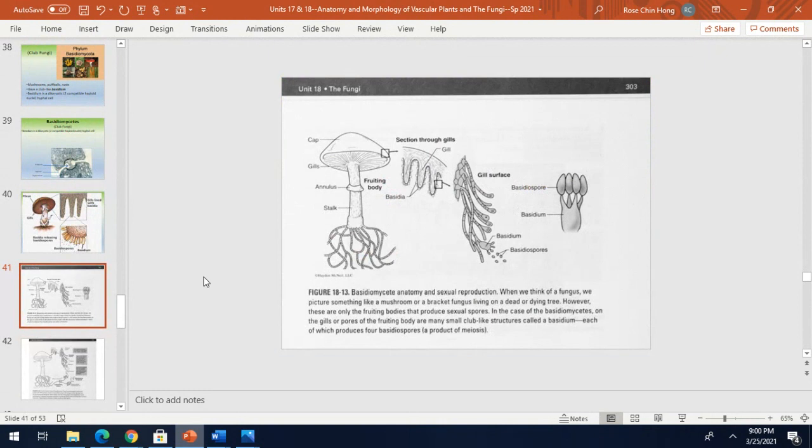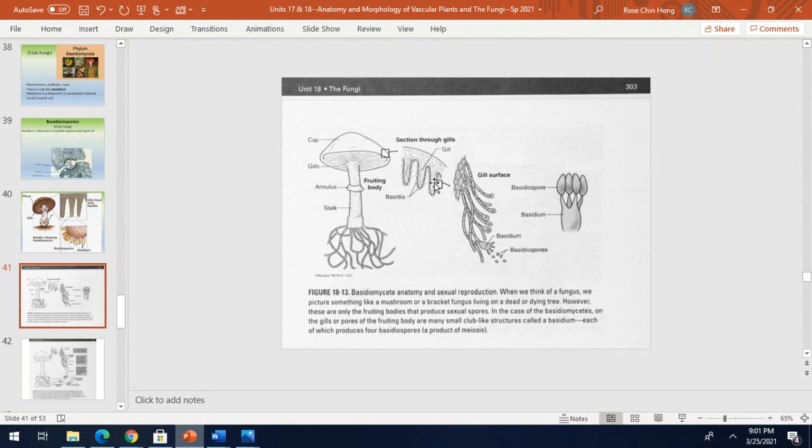Here in our book, figure 18-13, the Basidiomycete anatomy, and it shows the sexual reproductive cycle here. So here you see the hyphae here. So the dikaryotic, so they have 2 different types of nuclei. And then you have the stalk. So this is the fruiting body, the stalk, annulus, and the cap or the pileus, and the gills underneath. So we take a little chunk of this, a cross section through the gills. And again, this is the basidia growing along the gills. Well, it's lined with basidia.